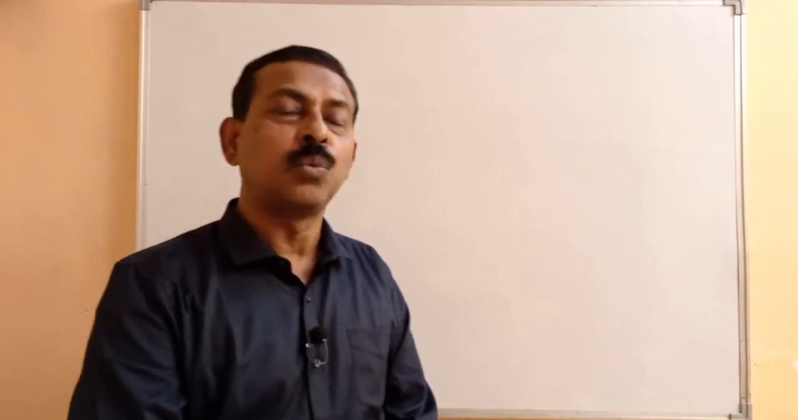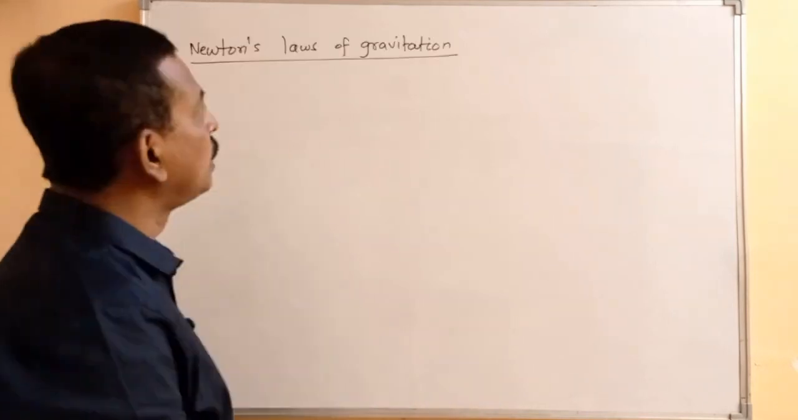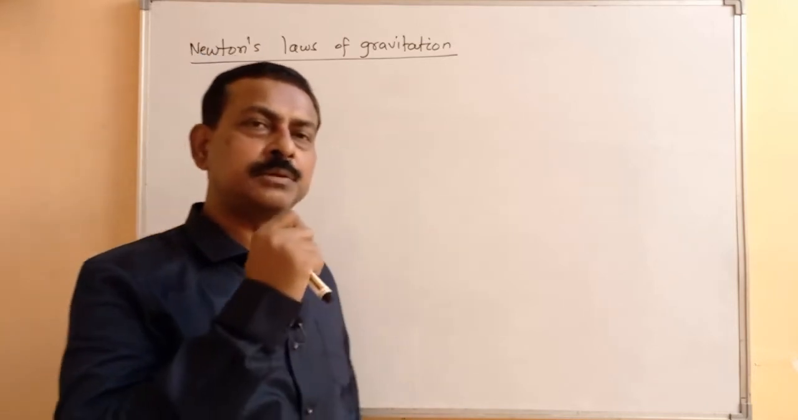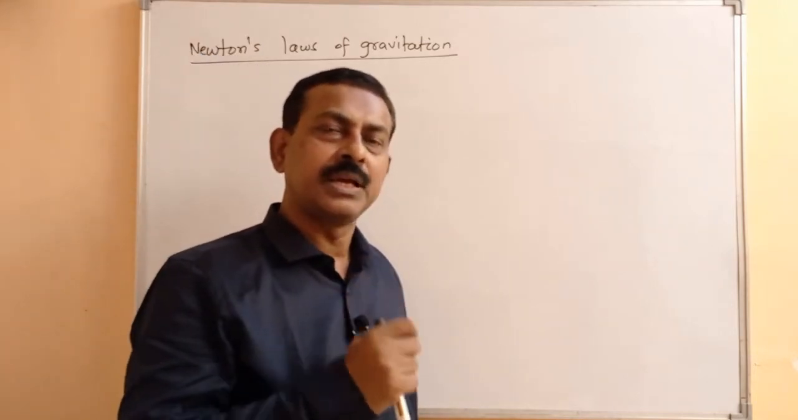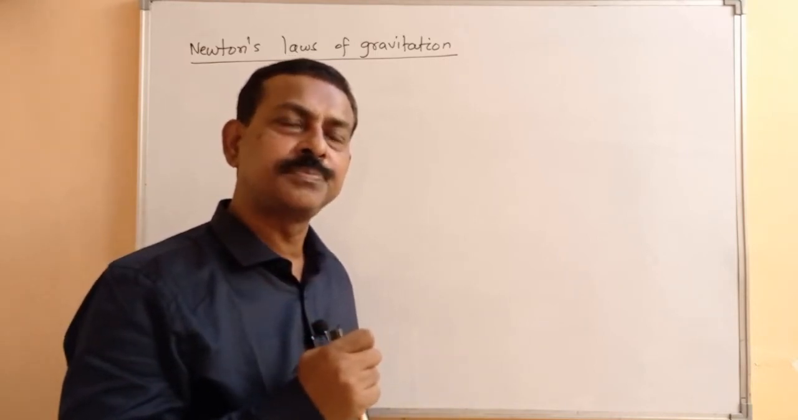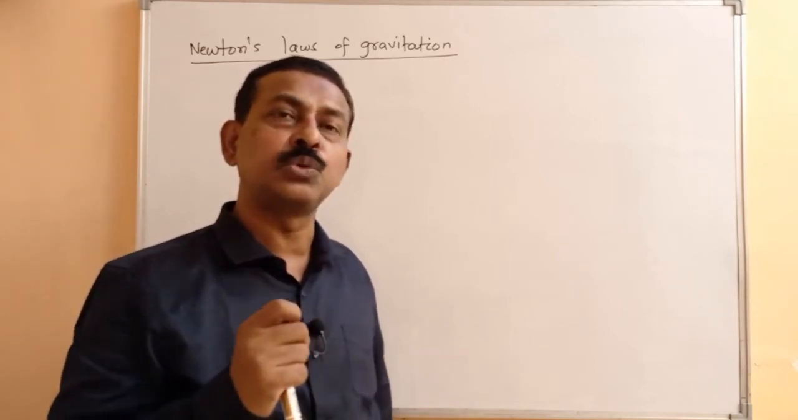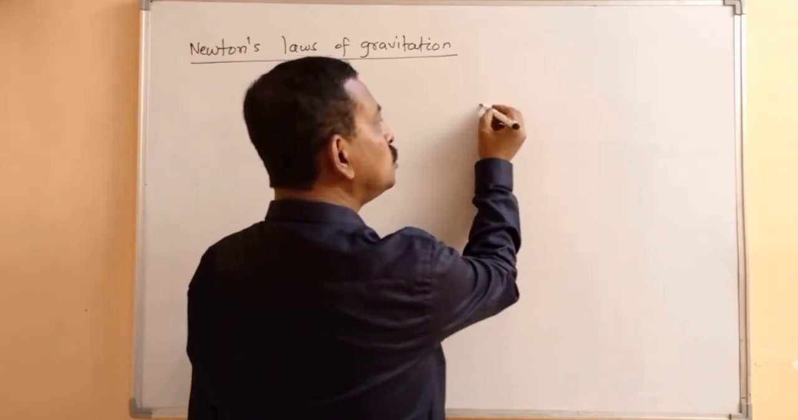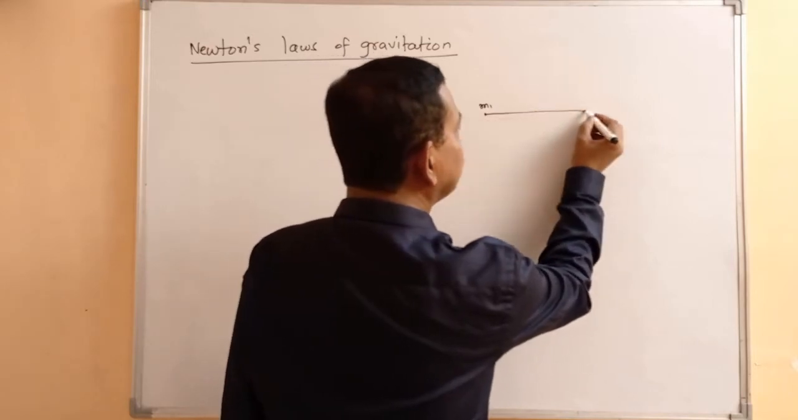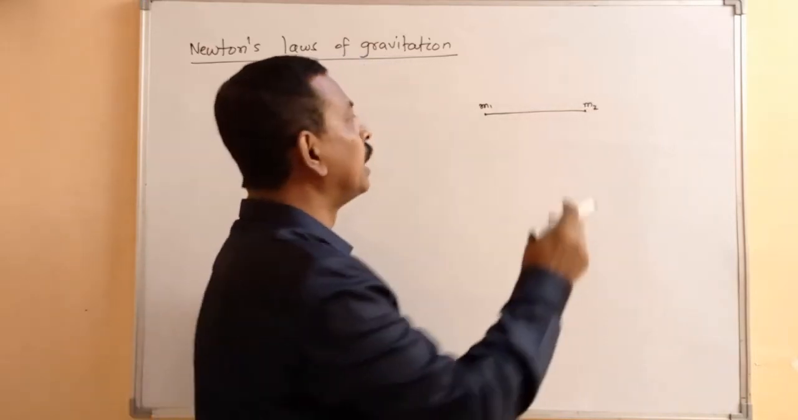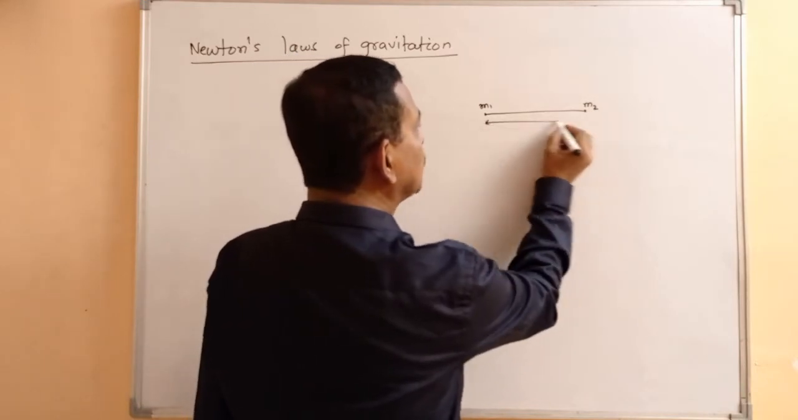Next, let's take what is Newton's laws of gravitation. Newton's laws of gravitation states that the force between two point masses is directly proportional to product of magnitude of the masses and inversely proportional to a square of the distance between them. If you consider two point masses having masses m1 and m2, and they are supposed at a separation r.